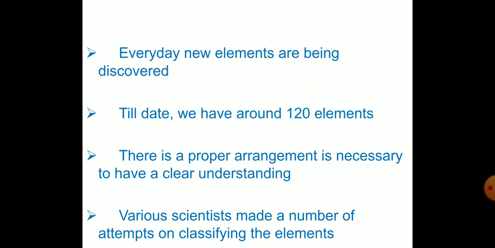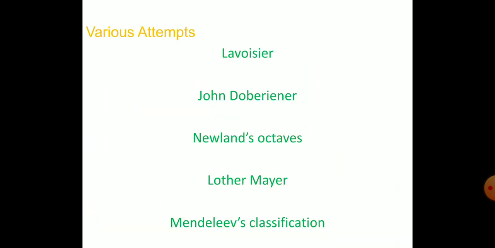So what is necessary? A proper arrangement of elements is necessary in order to have a clear understanding, and this attempt was made by a number of scientists from ancient days. That is given in the last point. Various scientists made a number of attempts at classifying the elements to construct a periodic table, and the names of those scientists are listed here.